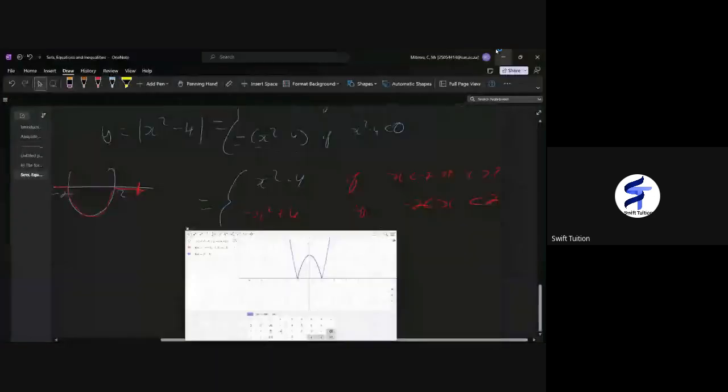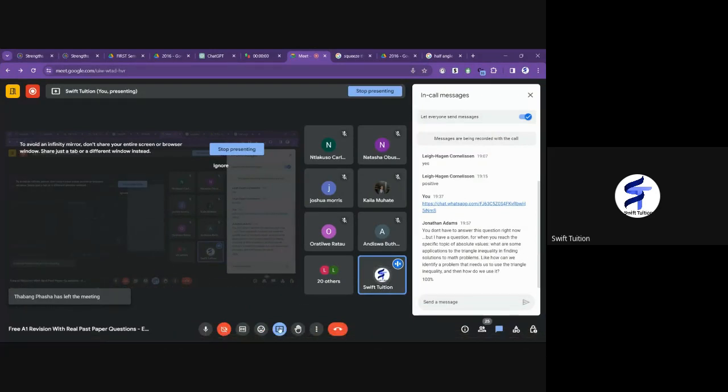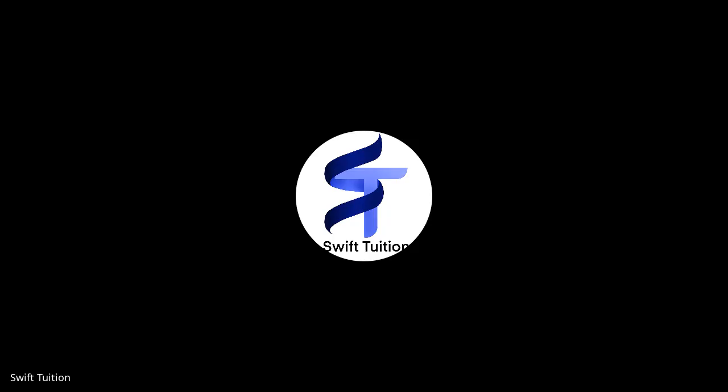So that is that on graphing absolute value functions and such. Any questions before we start dealing with past paper questions pertaining to absolute values?